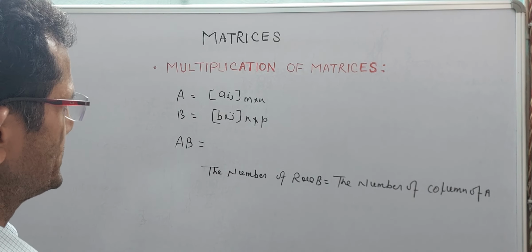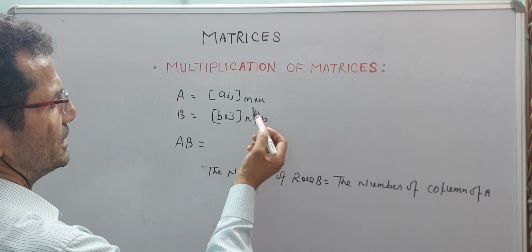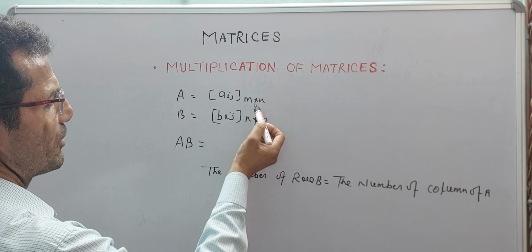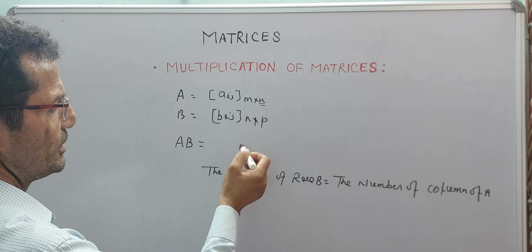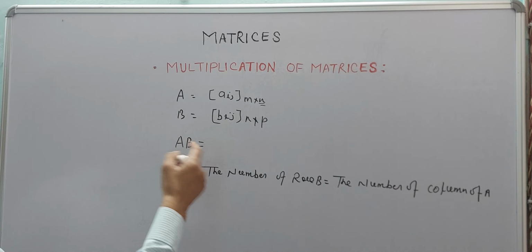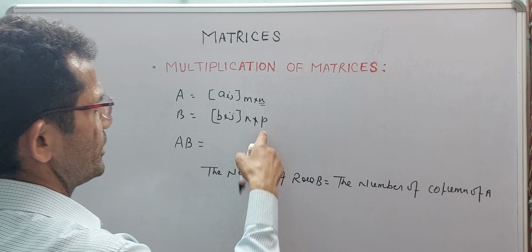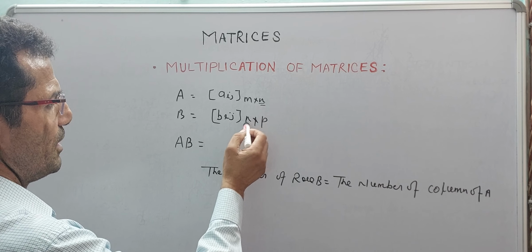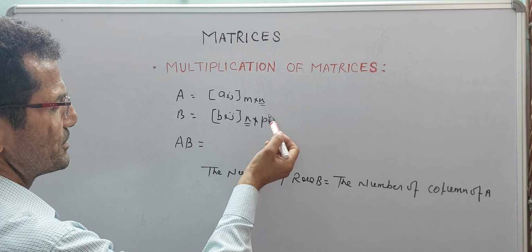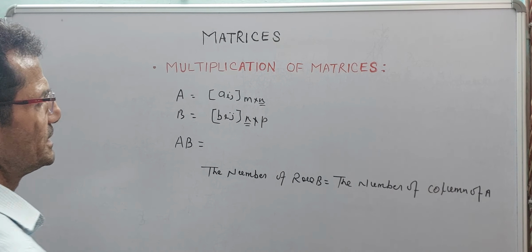It can only be multiplied then. Look here: A has m rows and n columns, and matrix B has n rows and P columns. The number of rows of the B matrix should be equal to the number of columns of the A matrix.